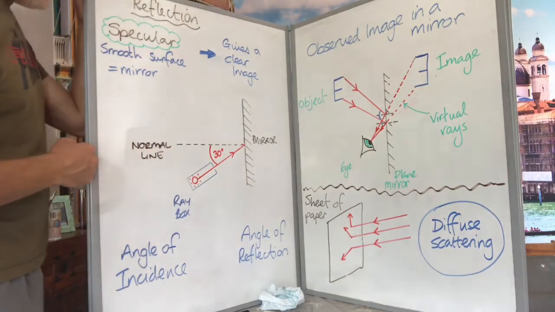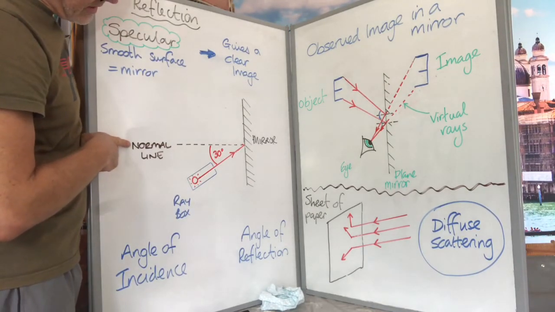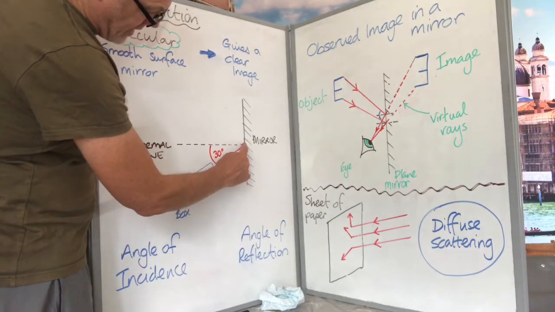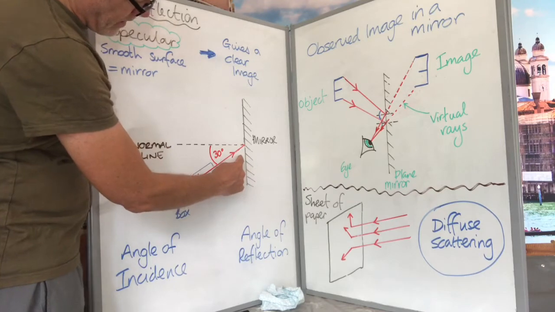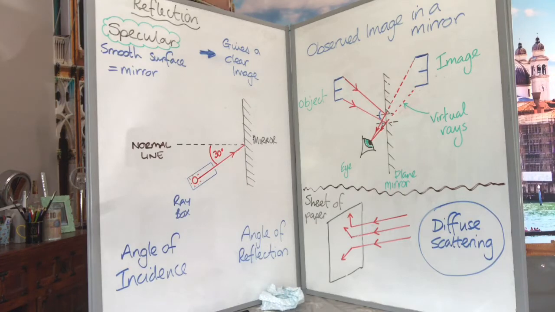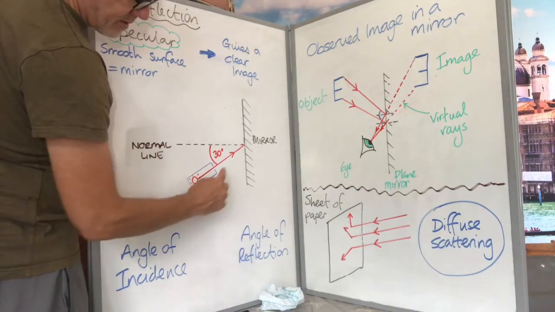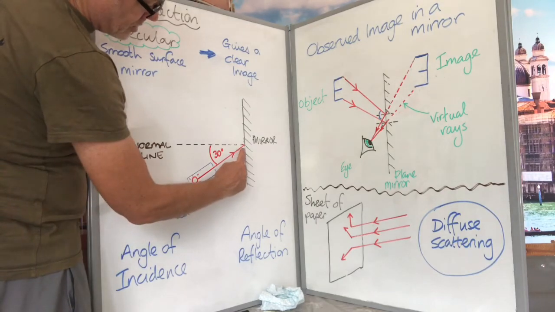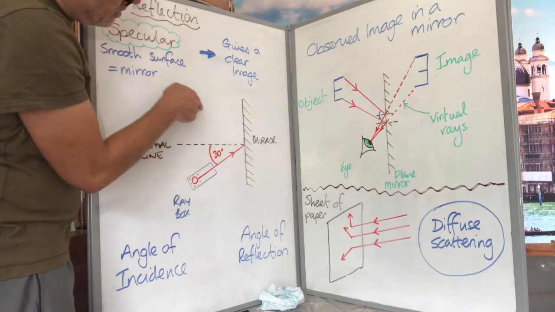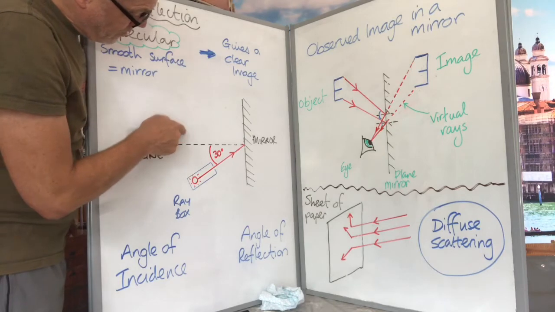The other important feature we need to add is the normal line. Now this is shown as a dashed line, and it is always at 90 degrees or right angles to the mirror. Okay, so in your experiment you'd be asked to set up your mirror here, your ray box at any angle, doesn't matter, shine it onto the mirror, and then you'd be asked to measure the angle that the reflected ray comes out from the normal line.